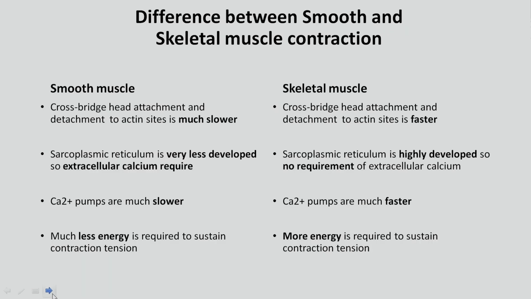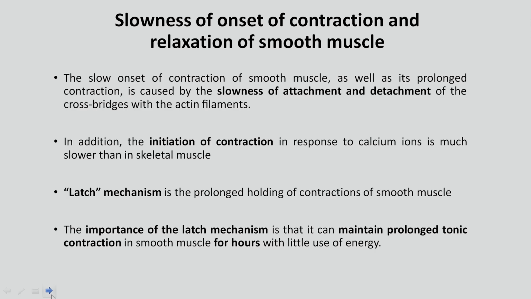What is the difference between smooth and skeletal muscle contractions? In smooth muscle contraction, the cross bridge head detaches in a much slower manner. As I told, smooth muscle contraction is much slower, but skeletal muscle contraction is very fast. The sarcoplasmic reticulum is very less developed, whereas it is highly developed in the skeletal muscle. Calcium pumps are much slower in the smooth muscle, while here they are much faster. Smooth muscles require much less energy compared to the skeletal muscle for sustained contraction. For a much longer time of contraction, smooth muscle requires very little energy compared to skeletal muscles.